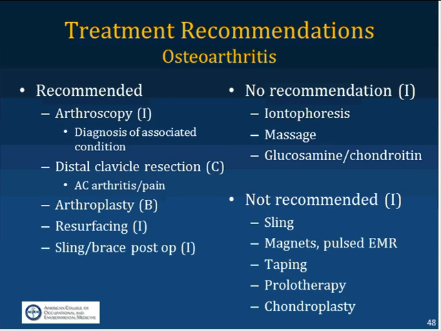The list continues for things for which there is no evidence, although there are enthusiastic people supporting them. A list of things that are not recommended for osteoarthritis on the right, and arthroscopy and clavicle resection are recommended presumably in resistant cases. And arthroplasty is recommended. There's evidence it works. The question is, when do you do it? And the answer is usually fairly long-term failure of conservative therapy.